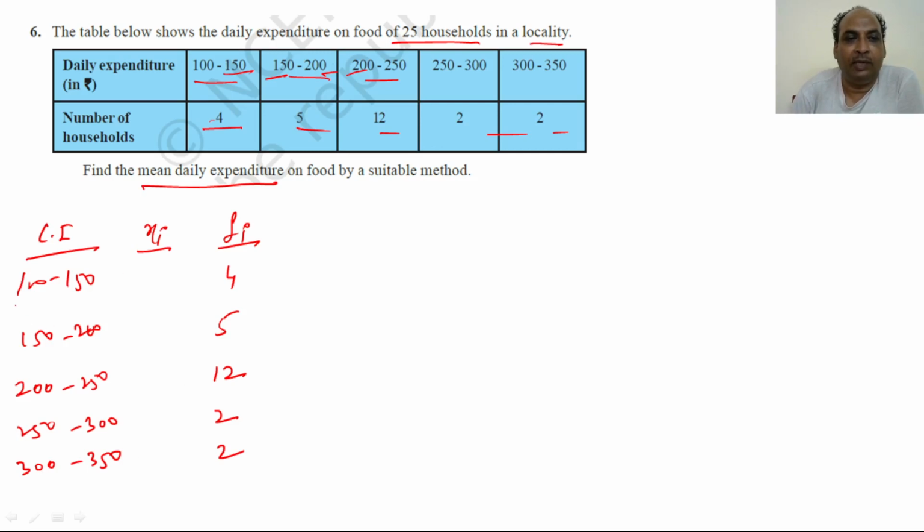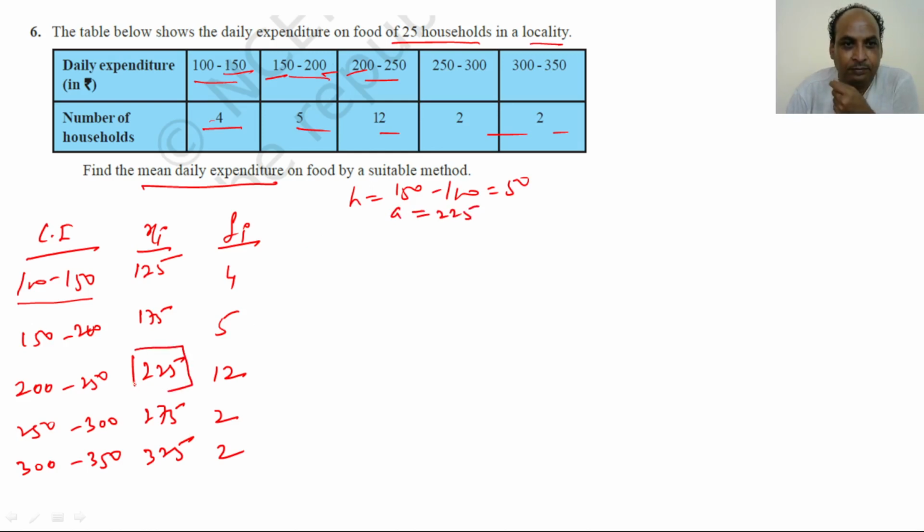Now xi we have to find, 100 plus 150, 250. 250 divided by 2, 125. Okay, what is the class size? H. So 150 minus 100 is 50. Right? Okay. So 50 we have to add. 125 plus 50, 175. 175 plus 50, 225. Then 275 and 325.